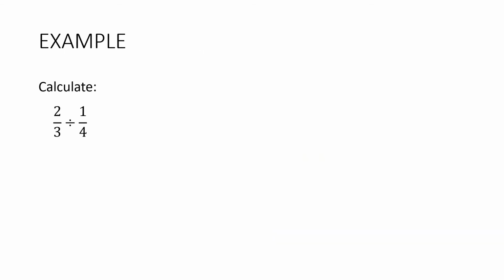Let's try an example. Calculate 2 thirds divided by 1/4. Alright, so we're going to keep the first fraction, change the sign, flip the second fraction. Now we're back to a multiplication. Let's multiply across the top, multiply across the bottom. We get 8 over 3. You can leave your answer like that, or we can change it to a mixed numeral. It's up to you. Let's change it. 3 into 8 goes twice, remainder 2. Answer, 2 2/3.